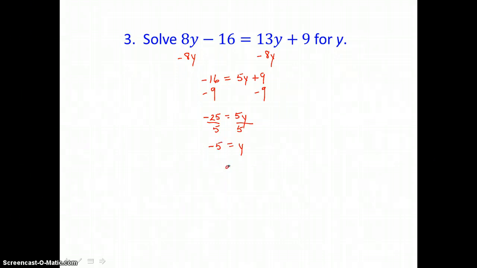Okay, or since it's easier to read the variable first and the solution second, we could turn this around. Y equals negative 5 is our solution. Remember too that you could check that solution in the original equation.